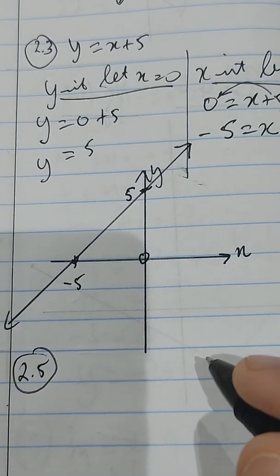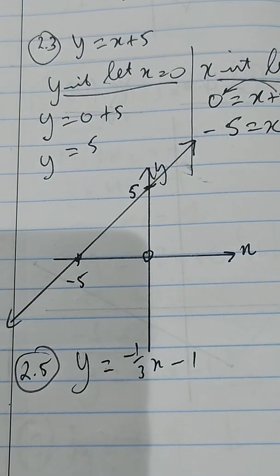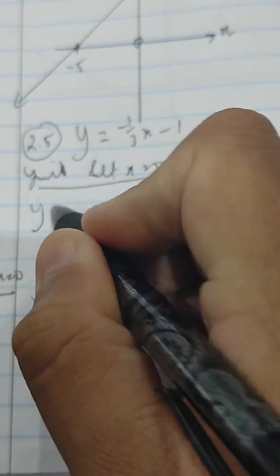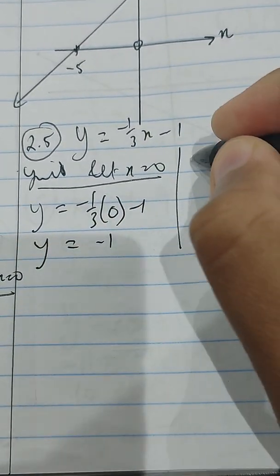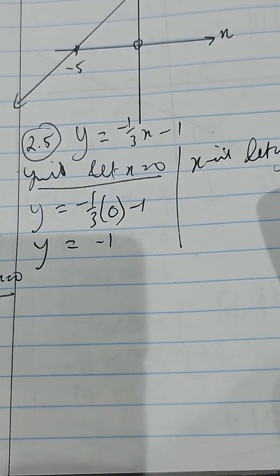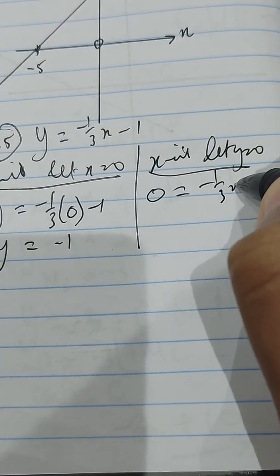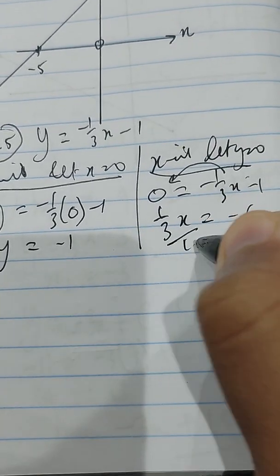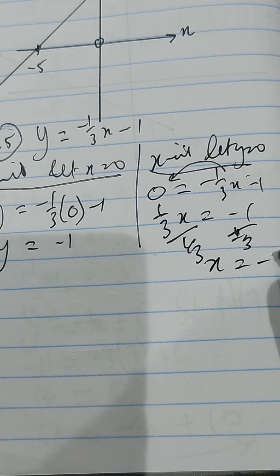2.5. Y equals negative a third x minus 1. Again, y-intercept. Let x equal to 0. So you got y is equal to negative a third times 0 minus 1, which is negative 1. Your x-intercept, let y equal to 0. So you got 0 is equal to negative a third x minus 1. We'll take it over, so a third x is equal to negative 1. Divided by a third both sides, so x is equal to negative 3.